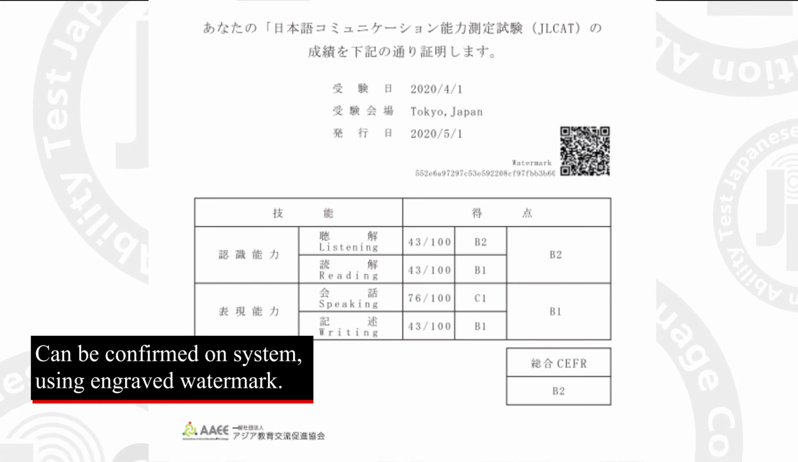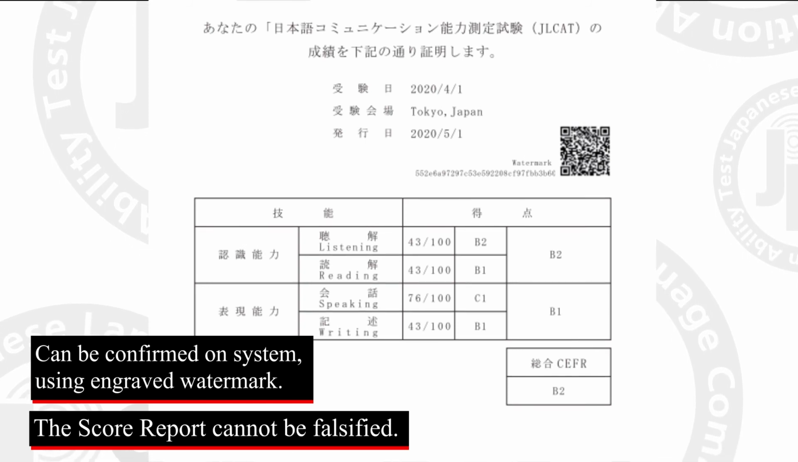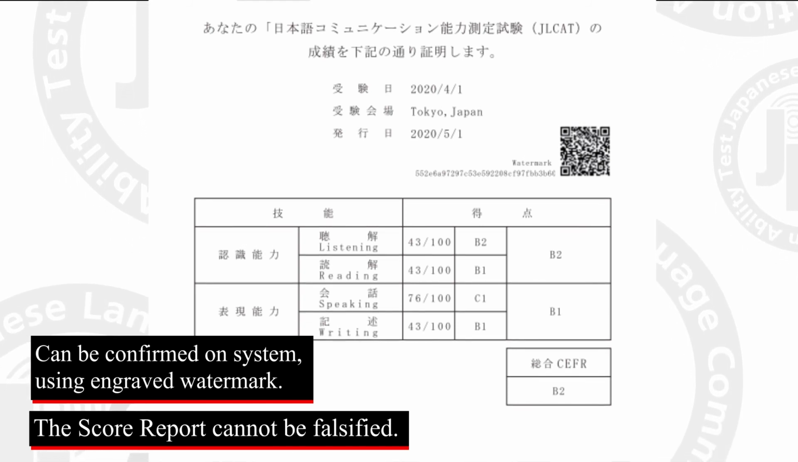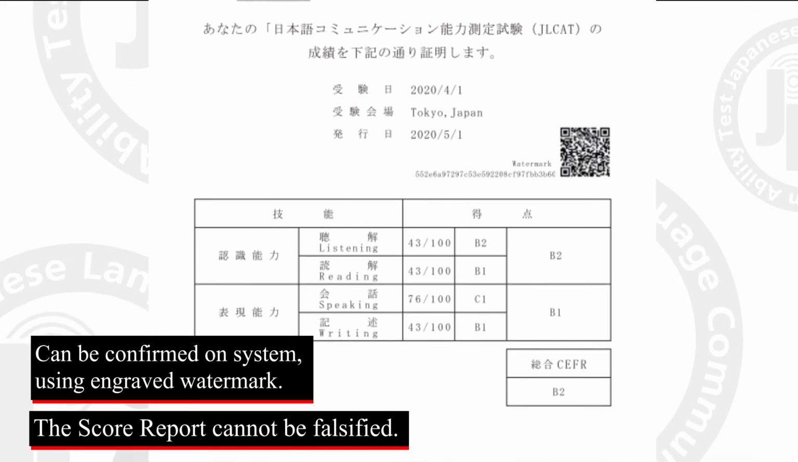A unique QR code and watermark are on the score report. Partnered educational institutions or administrative bodies can confirm the scores on their systems by using the engraved watermark, thus the falsification of scores cannot be done.